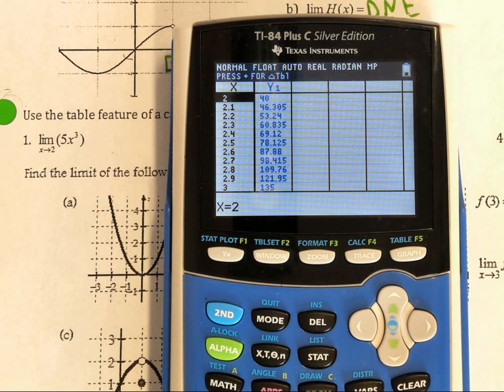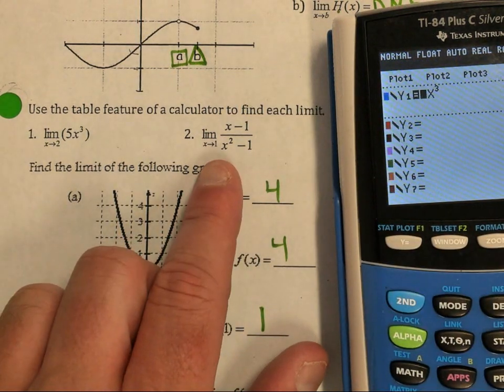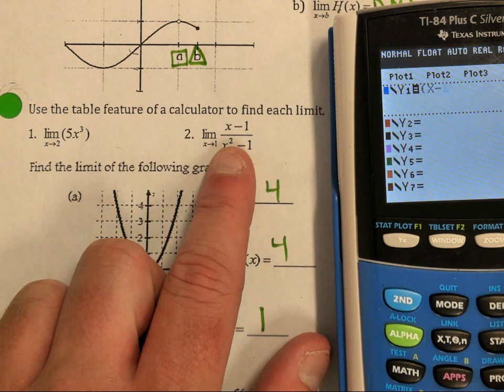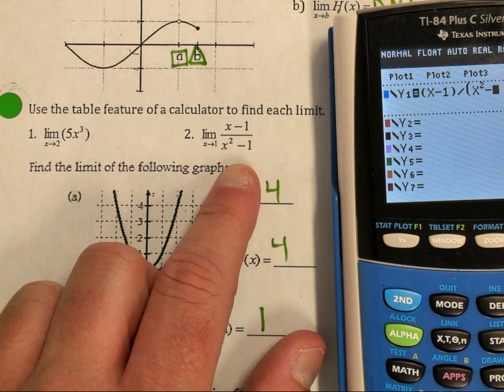All right, let's look at the second one. Let's go back to it and put in a different one. Make sure when you input the numerator and denominator, you put in parentheses.